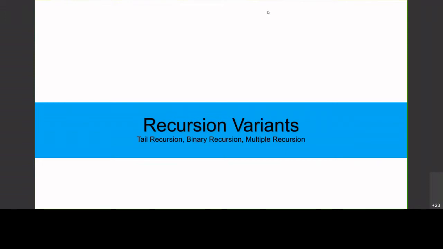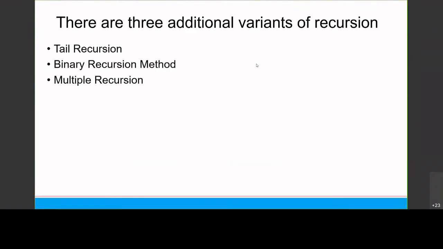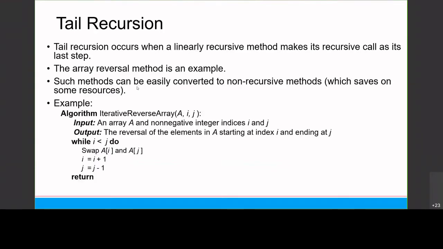So the recursion variants include tail recursion, binary recursion, and multiple recursion. I will explain those three. What are the differences between those three? Tail recursion, binary recursion, and multiple recursion. Let's see one by one.